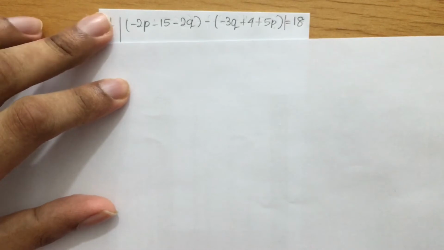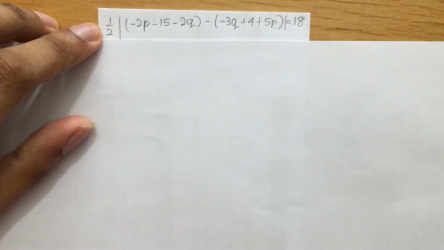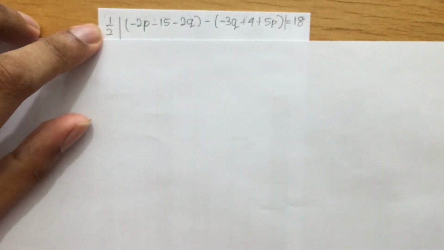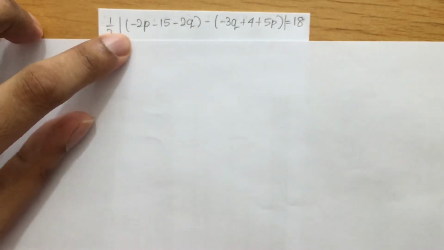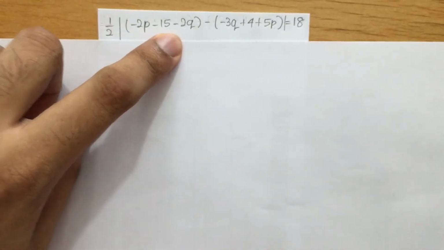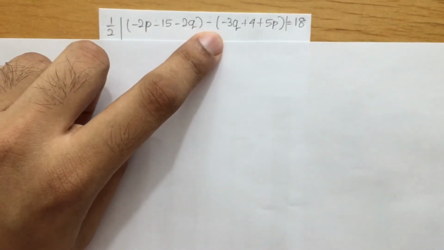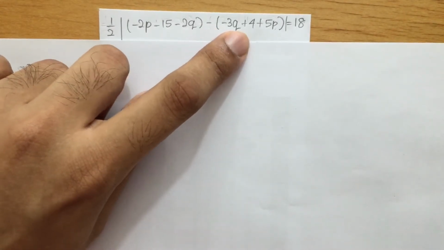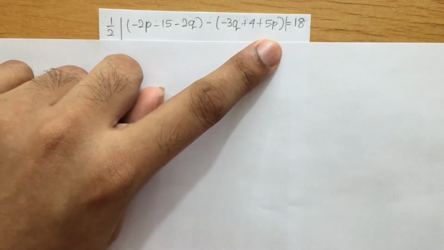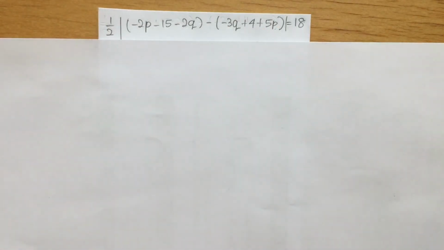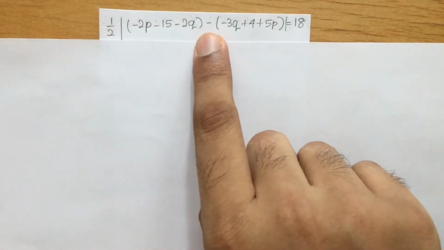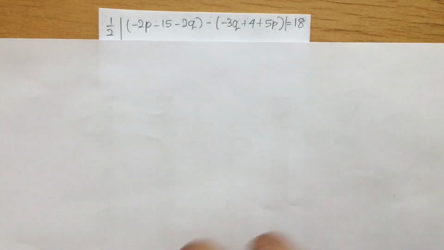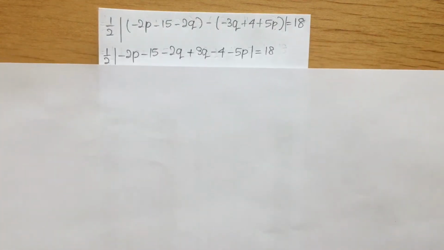Okay, we have rewrite the same step over here. 1 over 2 in the bracket 2p minus 15 minus 2q minus with bracket 3q minus bracket minus 3q plus 4 plus 5p close bracket close modulus equals to 18. Okay, so from here what you're going to do is we're going to times in the negative value, guys. So proceed to the next step.